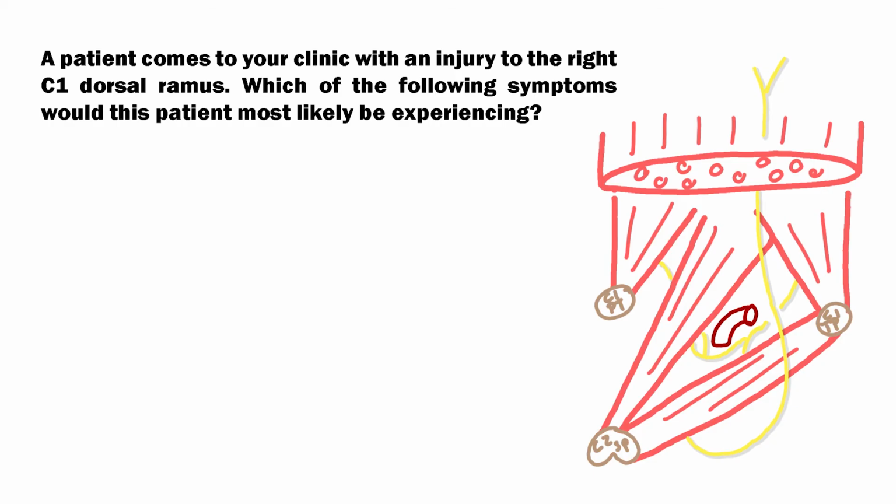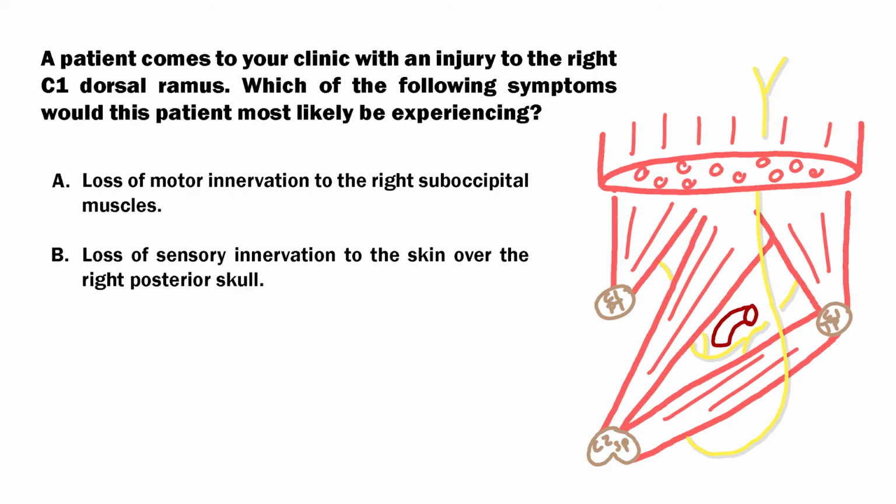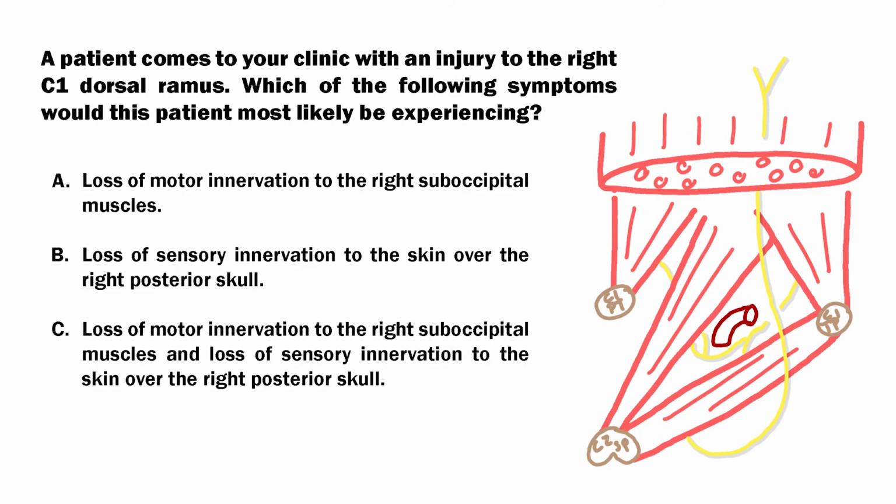So to finish this off, we're going to do a clinical case. A patient comes to your clinic with an injury to the right C1 dorsal ramus. Which of the following symptoms would this patient most likely be experiencing? A, loss of motor innervation to the right suboccipital muscles. B, loss of sensory innervation to the skin over the right posterior skull. Or C, loss of motor innervation to the right suboccipital muscles and loss of sensory innervation to the skin over the right posterior skull. So I'll give you a second if you want to pause and think about it.